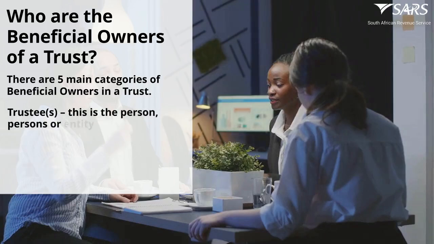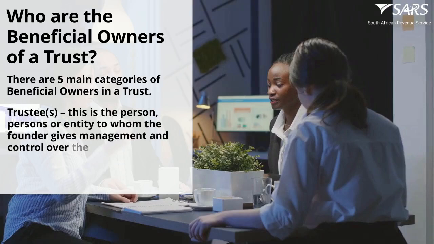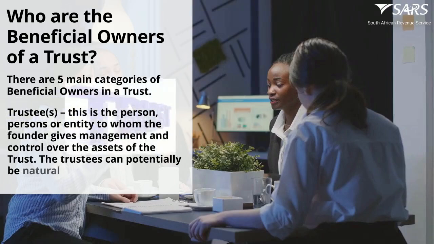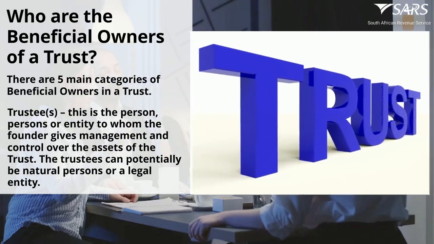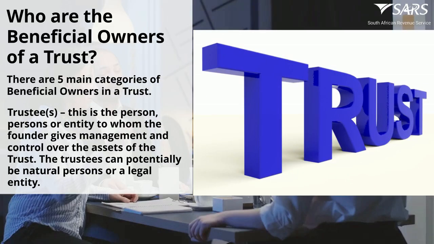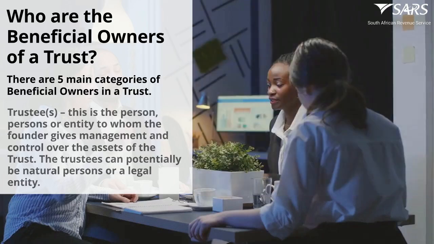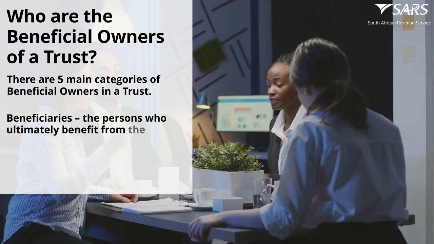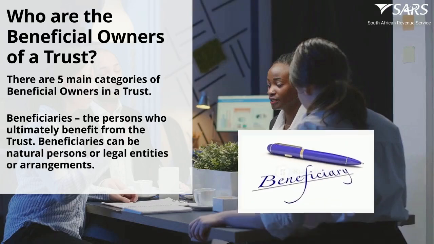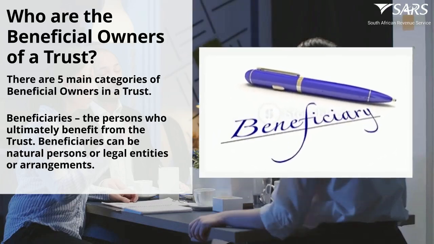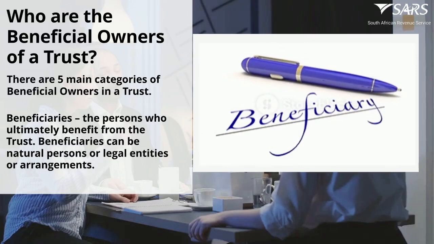2. Trustees. This is the person, persons, or entity to whom the founder gives management and control over the assets of the trust. The trustees can potentially be natural persons or a legal entity. 3. Beneficiaries. The persons who ultimately benefit from the trust. Beneficiaries can be natural persons or legal entities or arrangements.